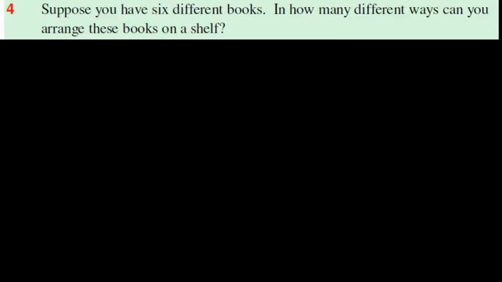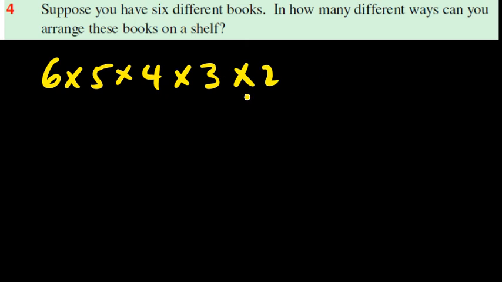Okay, the next question. Suppose you have 6 different books. In how many different ways can you arrange these books on a shelf? 6 times 5 times 4 times 3 times 2. It's a kind of permutation. So it will be 720 ways.